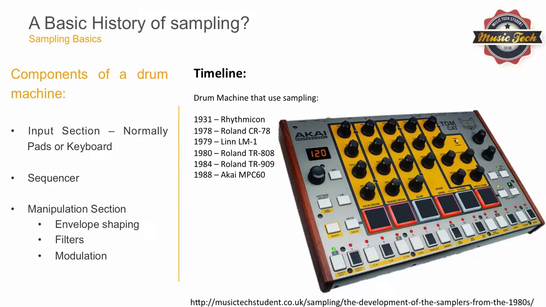The basic parameters or components inside of a drum machine consist of three areas. You've got an input section, which is normally represented by either drum pads or a keyboard layout. You've got a sequencer section where you can input the parts in time in, say, a 16-note grid. And then finally, you have a manipulation section, which allows you to shape the sound further, from envelope shaping, filters, and other modulation parameters like LFOs and other oscillators.